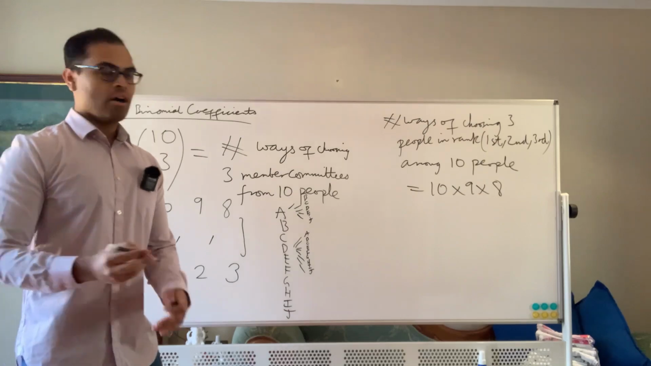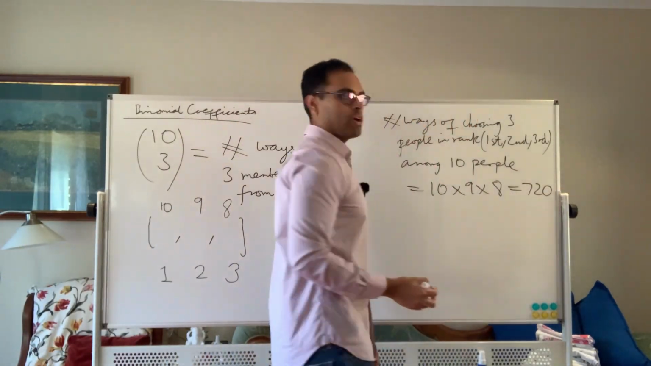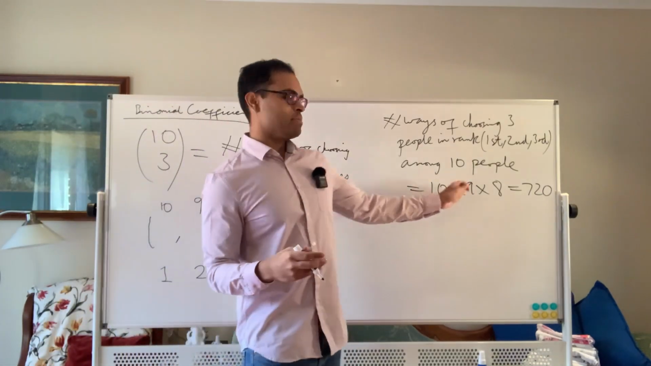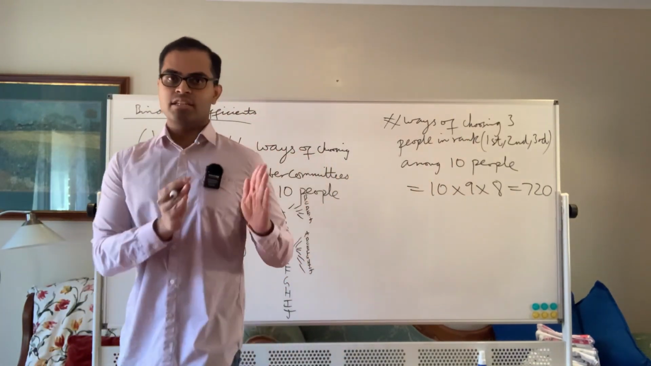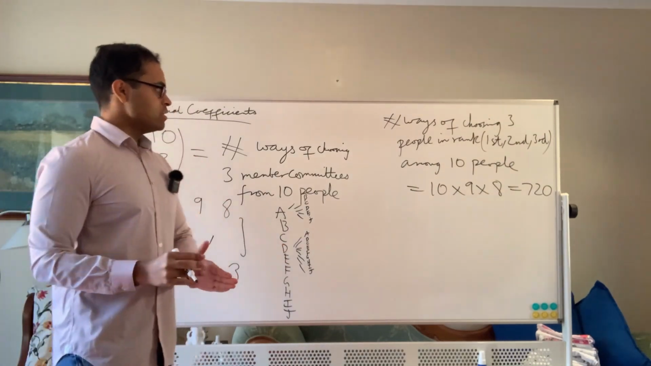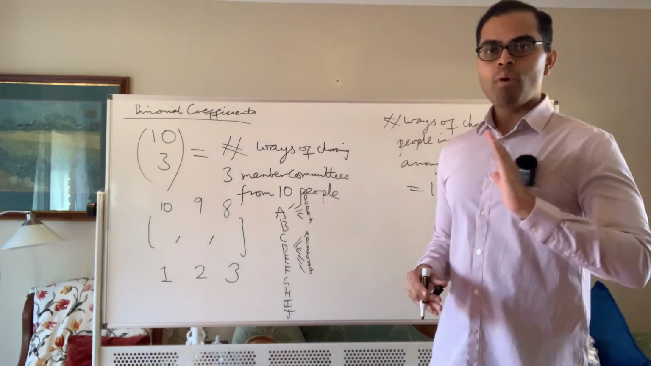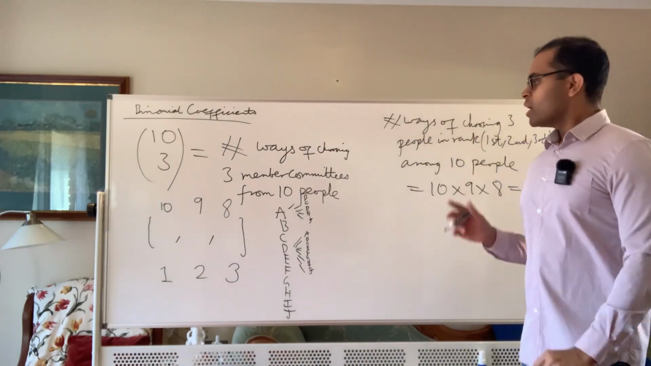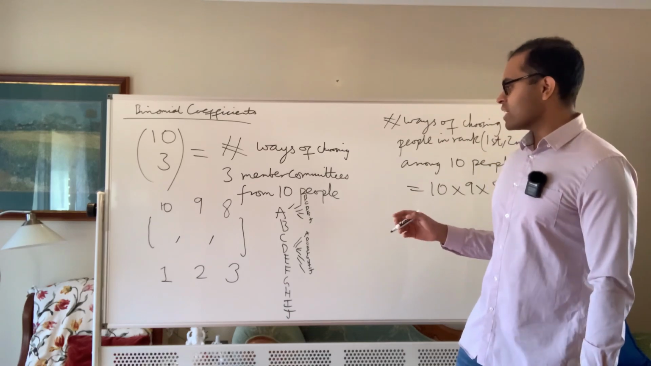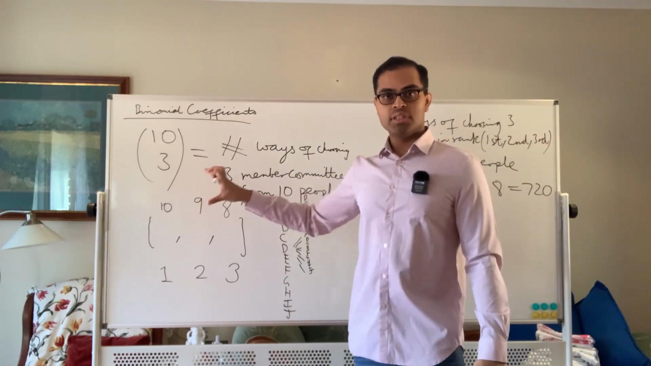You can even work that out: 90 times 8, which is 720. But the general principle is 10 times 9 times 8. It's a simple enough pattern; you want to see it's decreasing by 1. Now, this is not exactly 10 choose 3. Why is it not 10 choose 3? Because we're not taking into account the fact that there are different possible orderings once you've chosen the 3 people.